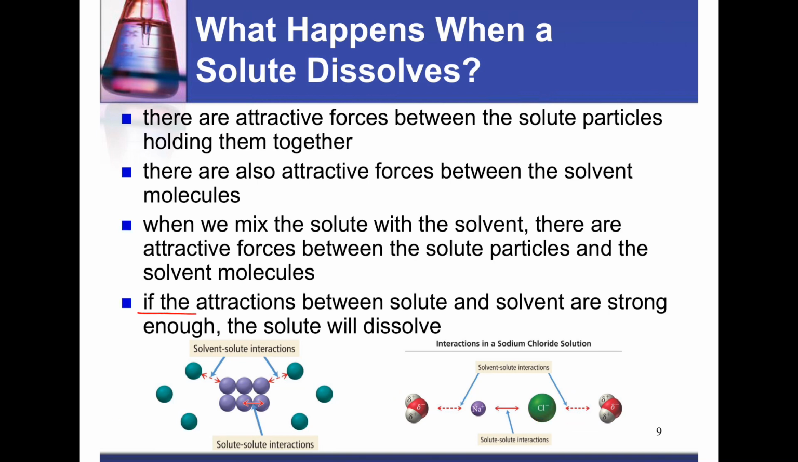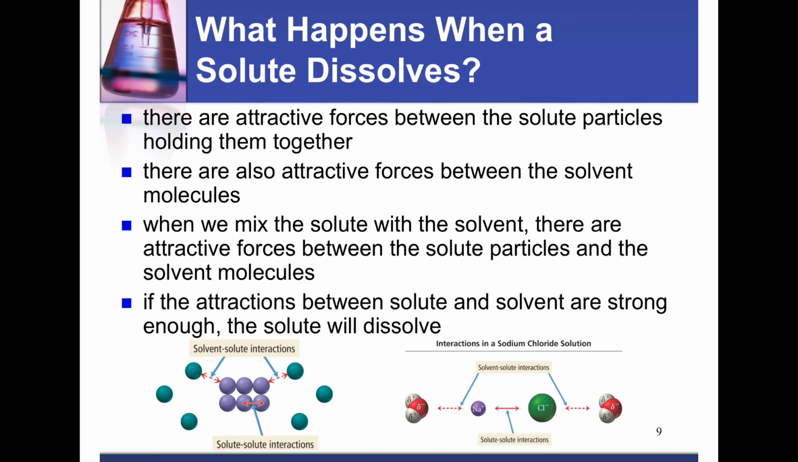So we say if the attractions between the solute and the solvent are strong enough, the solute will dissolve, and that means go off into solution. That means the chloride would be attracted to the water, the sodium would be attracted to the water, and they would move apart from each other and dissolve.